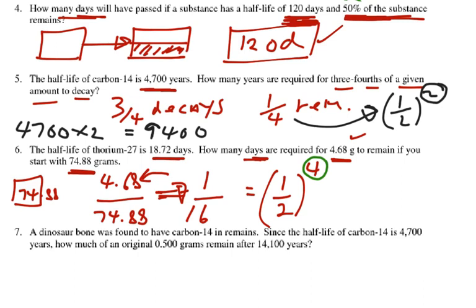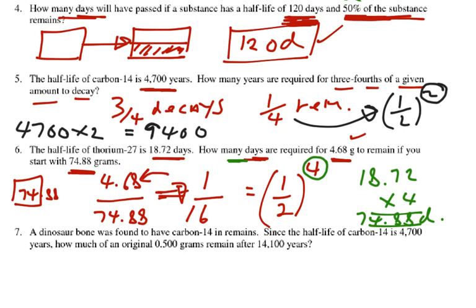So if I went through 4 half-lives, the total time in terms of days would be 18.72 times 4, all right? And 18.72 times 4 should be 74.88 days, okay? And that's my total time that passed. Alrighty, okay, and moving on to the last one, okay?